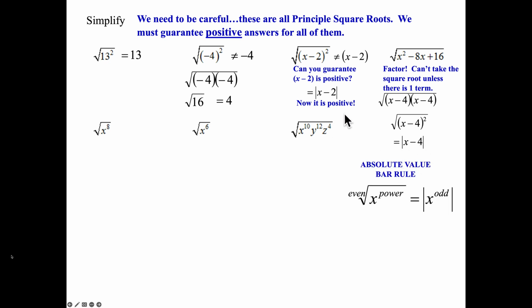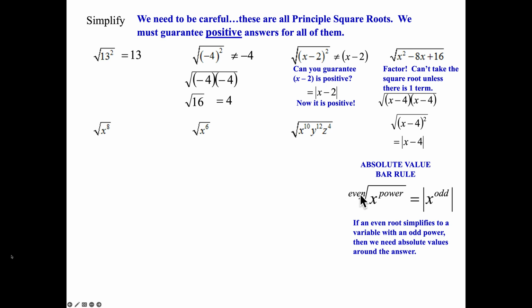So, while we're here, let's create the absolute value bar rule. You must start with an even root: square root, fourth root, sixth root, an even number on this ledge. In other words, for all these square roots, you can put a 2 on those ledges.